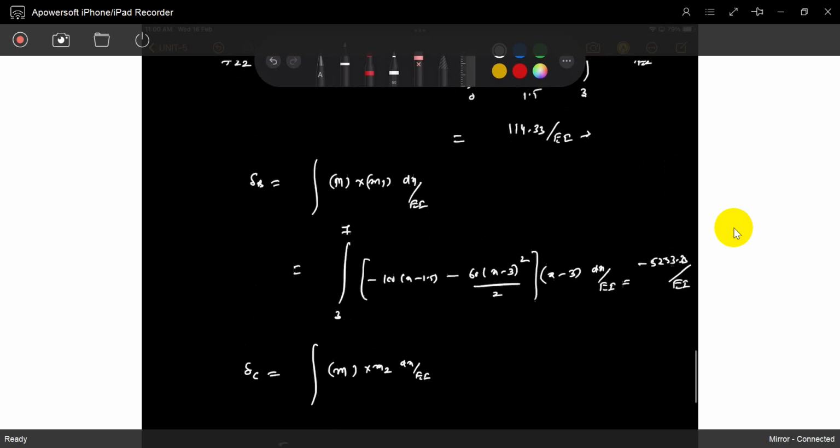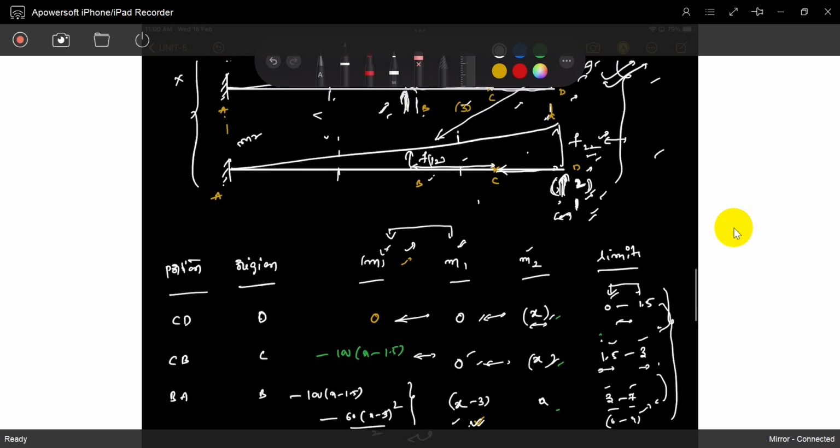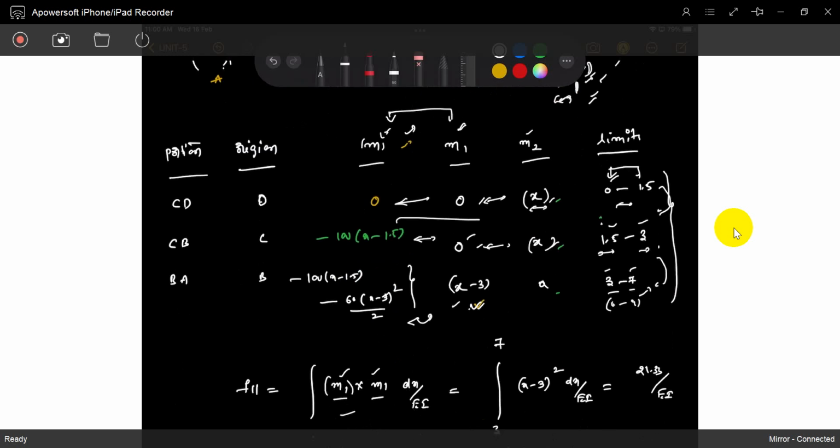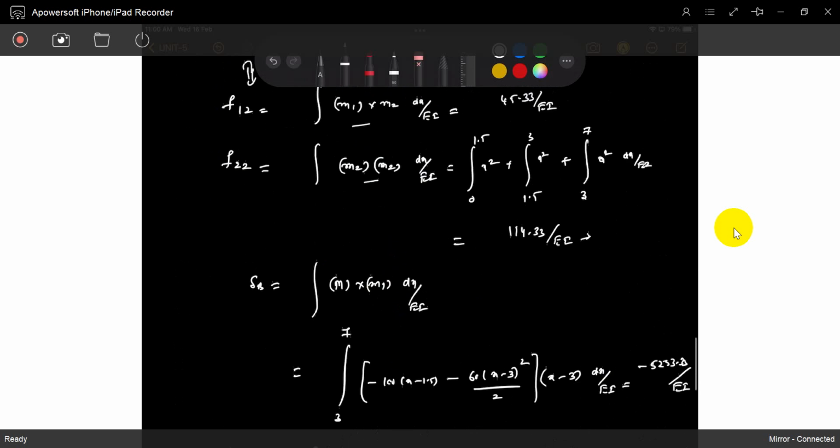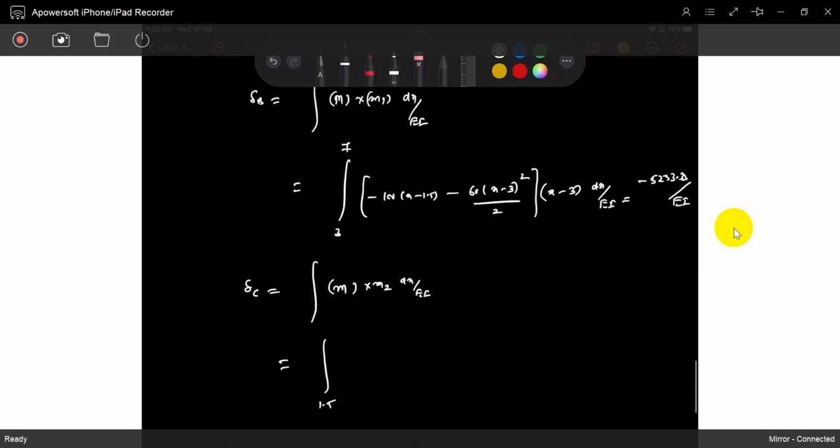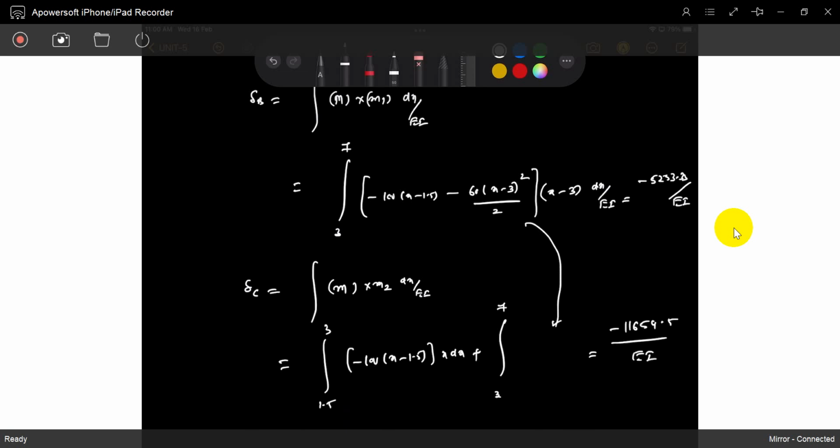Only you can go through it and go inside it, you will get it. So see it, 0 into x, 0. This part into this part, and this part into this part. This part we already did, so this part is remaining, you can add it. It's 1.5 to 3, 100 into x minus 1.5 multiply with x dx, and 3 to 7, this part only. What you will get is minus 11654.5 divided by a.